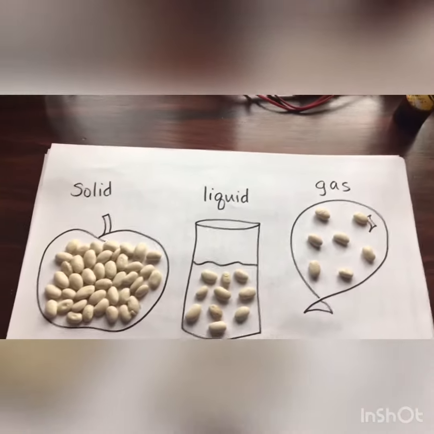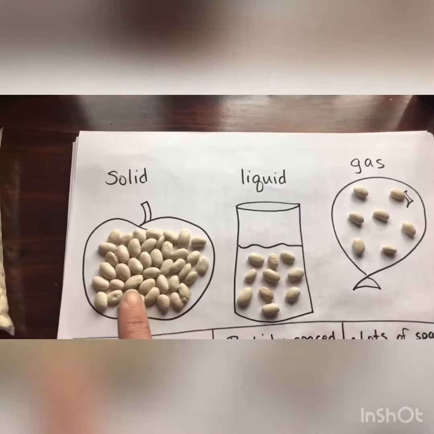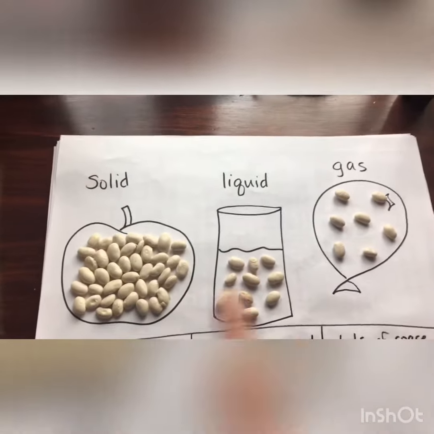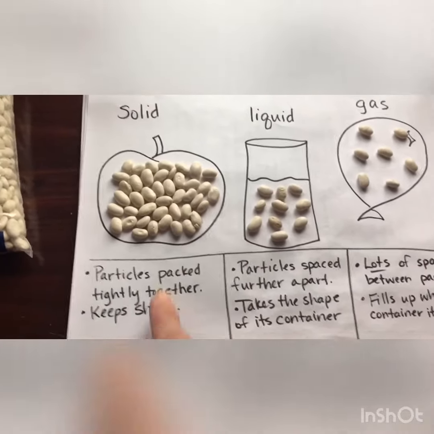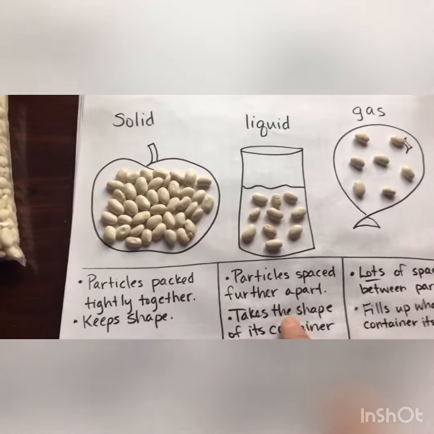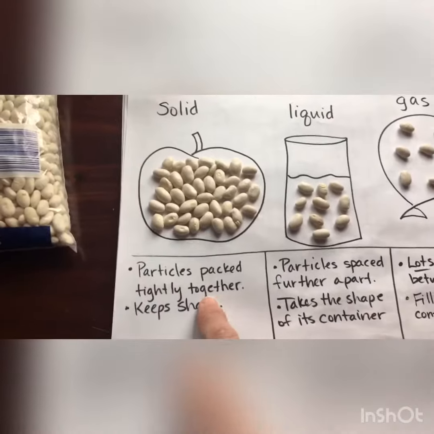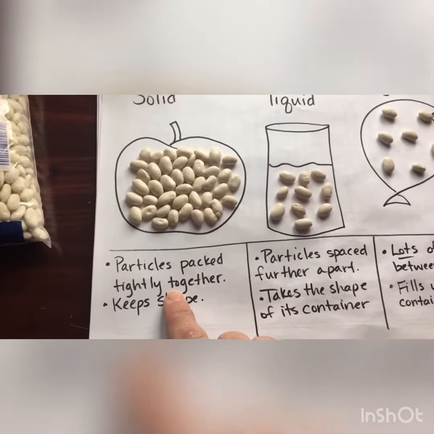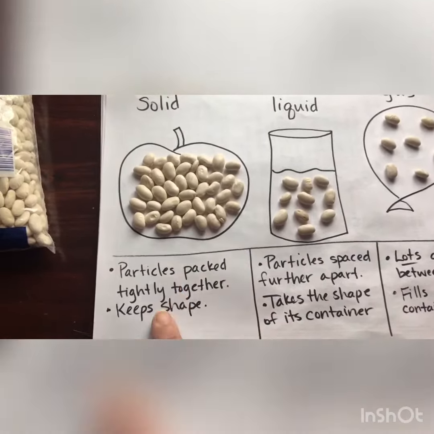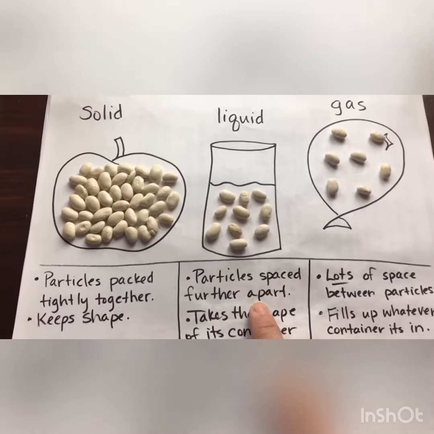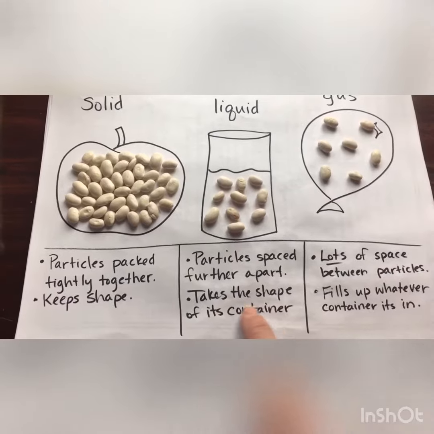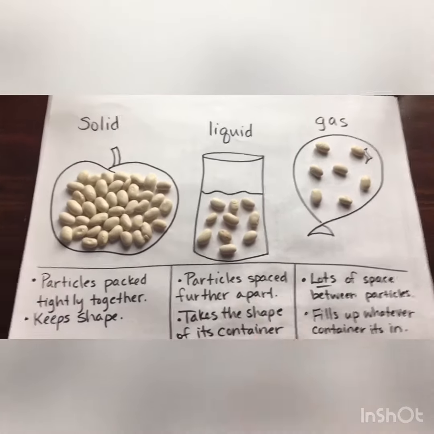So I've shown the particle placement on these pictures, and then below each picture I want you to just write a couple things that you know about the solid, the liquid, and the gas. Here I have the solid, the particles are packed tightly together, and solids keep their shape. Liquids, the particles are spaced further apart, and liquids take the shape of its container because of that.